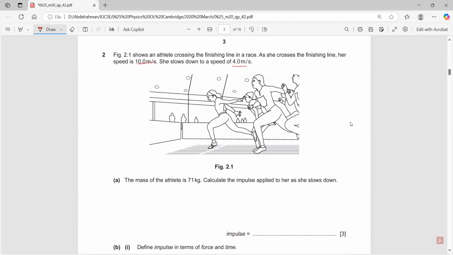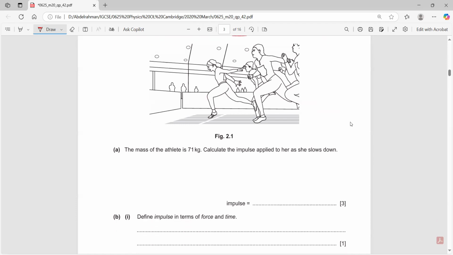Yes, impulse is the change in momentum. So basically mv minus mu: 71 times 10 minus 71 times 4. What is the change in momentum? Let's calculate it. 71 times 6 is 426. 426 newton seconds.